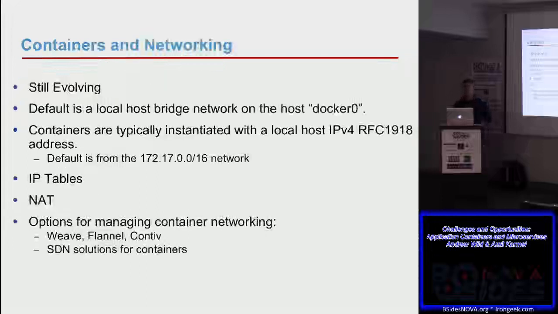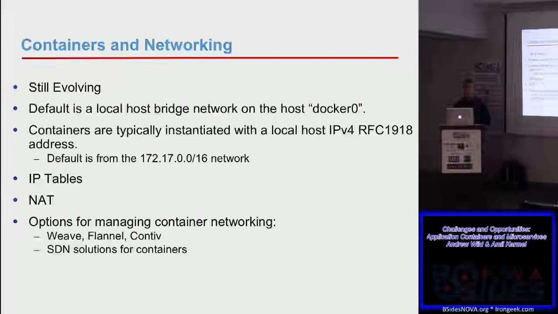Another one here, containers and networking. This is an area that is still evolving, it's still new, but in most cases the default option when you leverage application containers, like Docker, is a local host bridge network. And typically, the containers are instantiated with RFC 1918 IPv4 address space out of a 172.17.16 block. And you're probably thinking, well, then how do you actually plumb the networking? It's a good bit of IP tables and NATing.